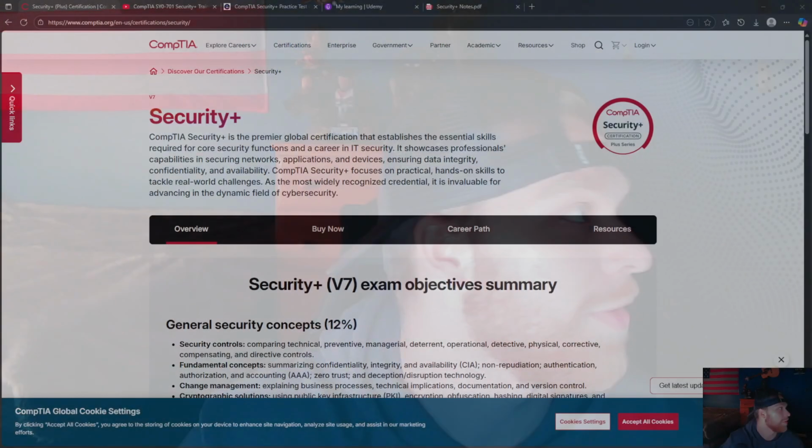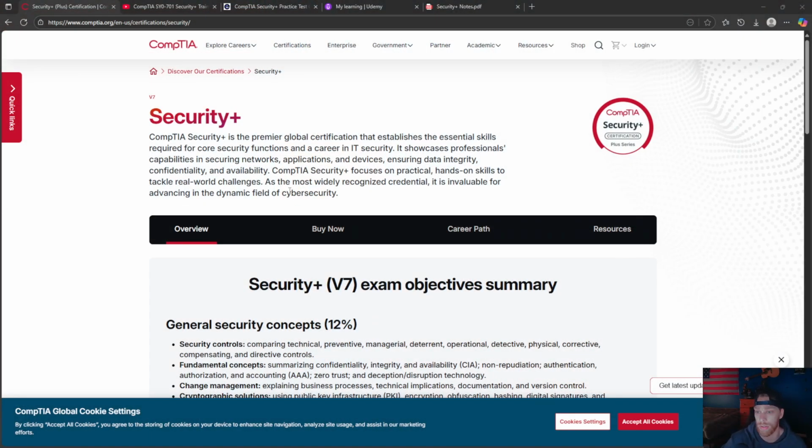So first, we're going to start, obviously, with the Security Plus. I will say, we're on the 7th version of this exam. When I took it, we were on the 6th version, so I did take the prior version. But the study habit, the whole plan, is still the same, right?